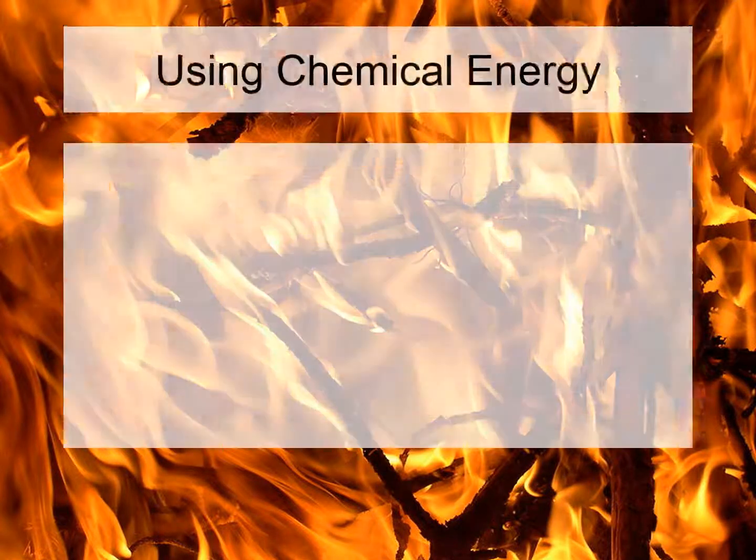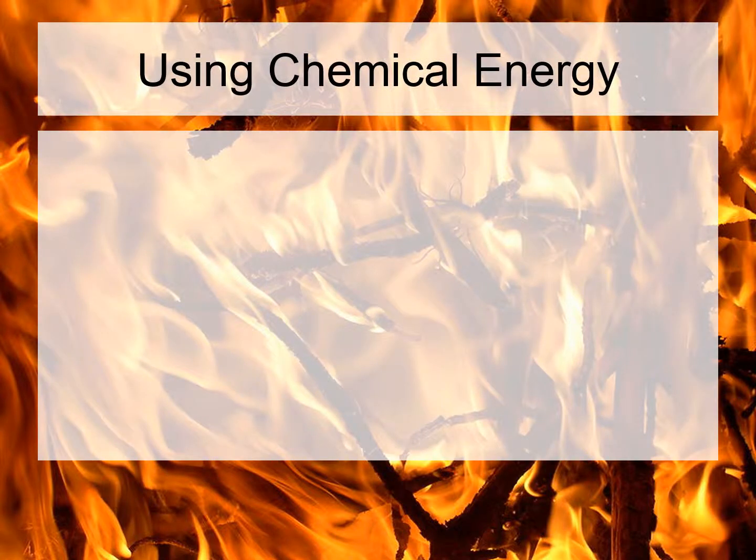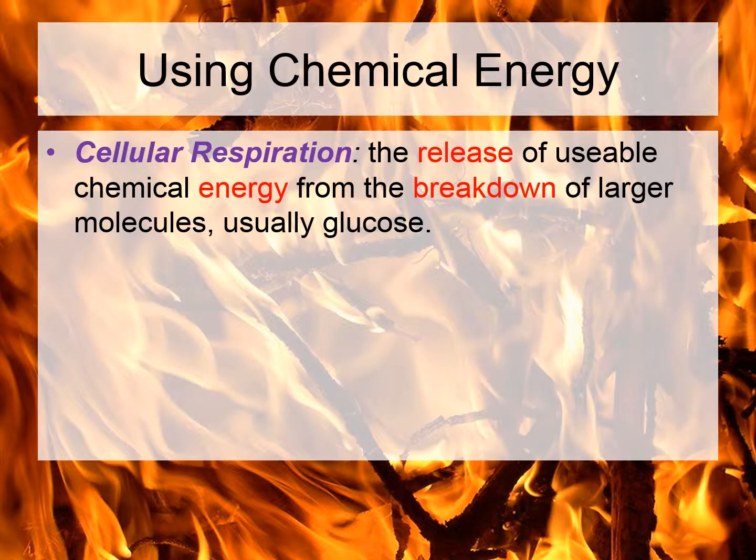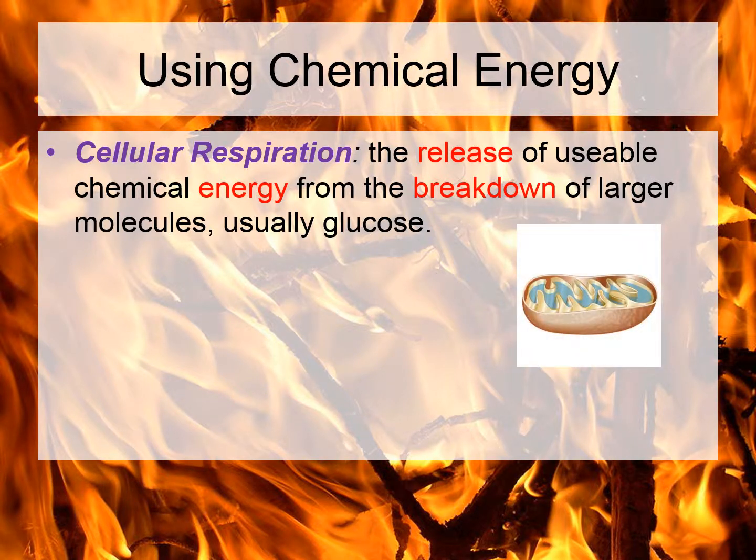So how do we actually utilize this chemical energy once it's consumed, either as fuel molecules or made as fuel molecules by heterotrophs? Through that life process of cellular respiration, the release of usable chemical energy from the breakdown of larger molecules, usually glucose. This takes place, most of it anyway, within the mitochondrion.